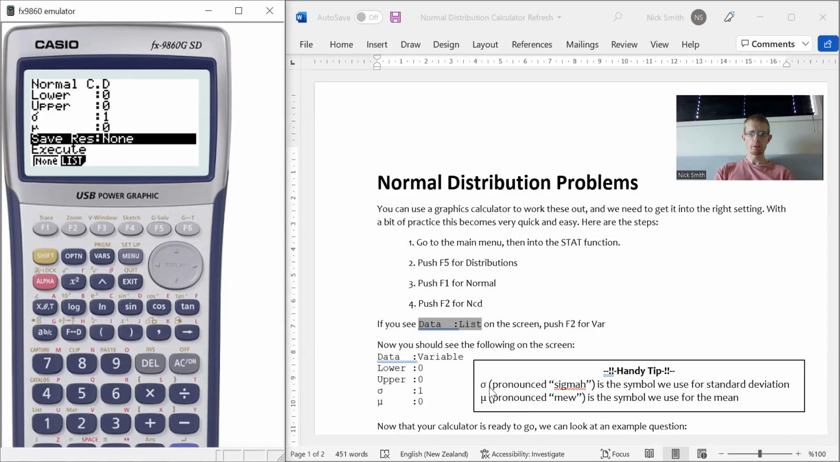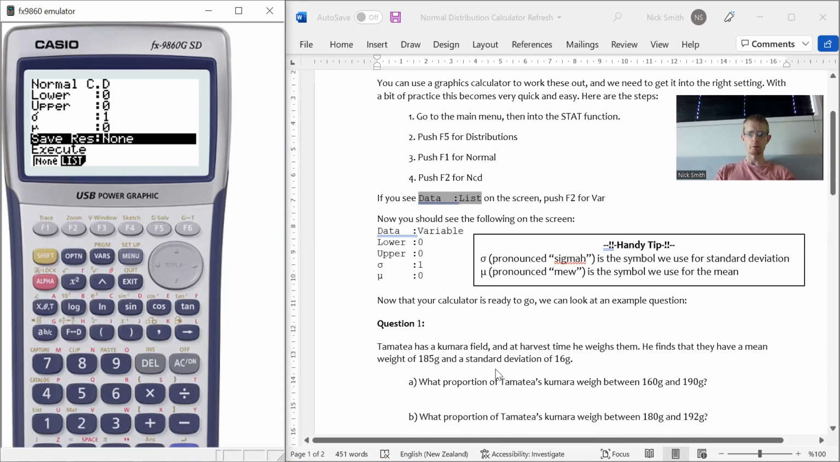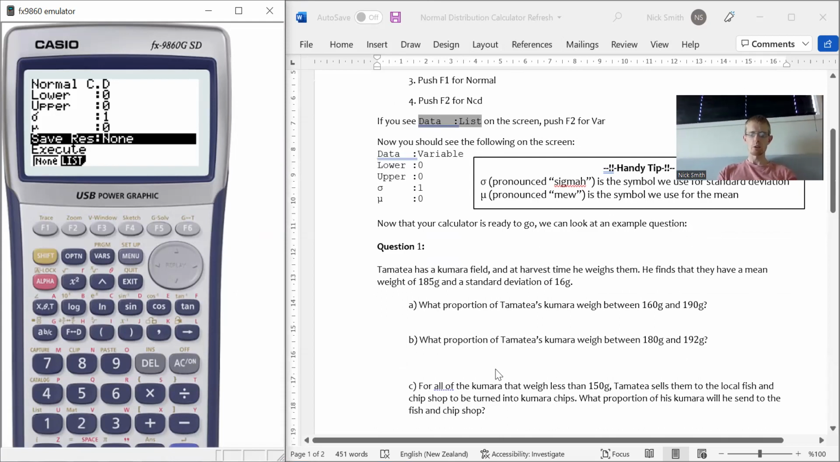Now this symbol, here it is, that is pronounced sigma. It's a Greek letter, and it's the symbol we use for standard deviation. So when you read your question and find out what the standard deviation is, we're going to put that in there. And mu, that's what this one is, mu, just like the Pokemon. That's another Greek letter, and that's the symbol for the mean. All right, and now that you're there, your calculator's ready to go, and we'll have a go at some example questions. So here we go. I'll show you the first one, and you can try the others on your own.